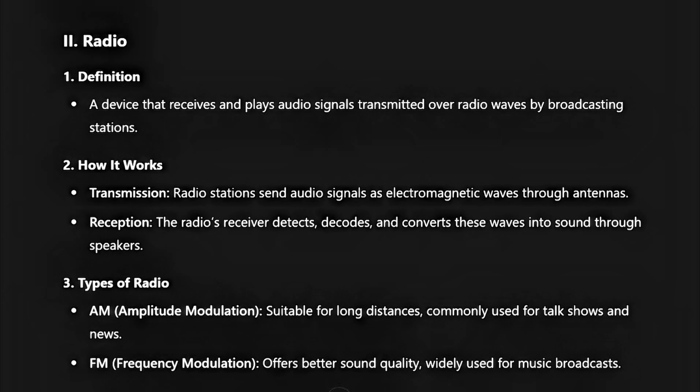2. How it works. Transmission. Radio stations send audio signals as electromagnetic waves through antennas. Reception. The radio's receiver detects, decodes, and converts these waves into sound through speakers.